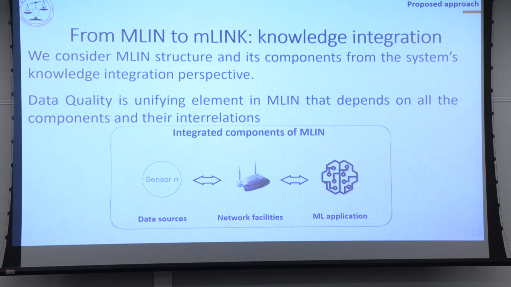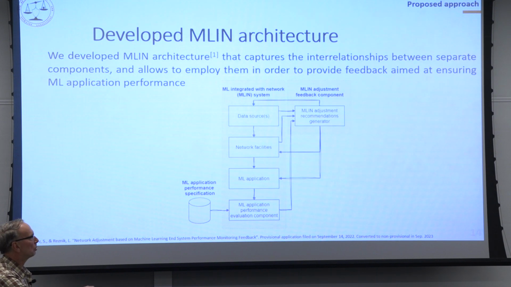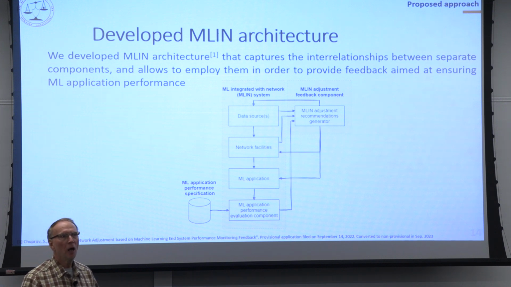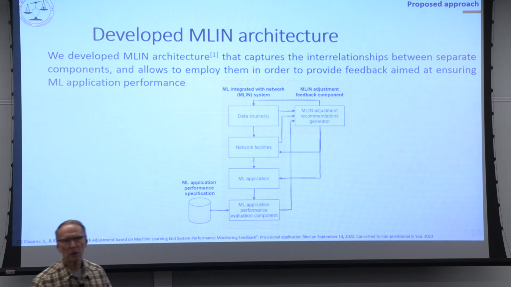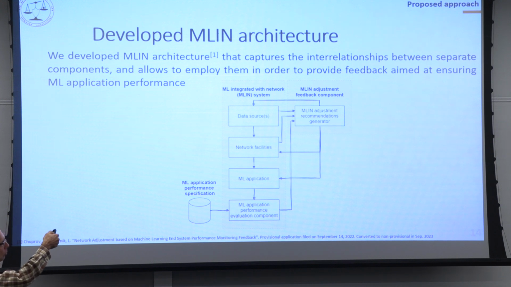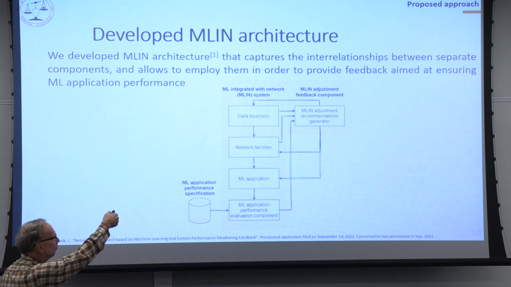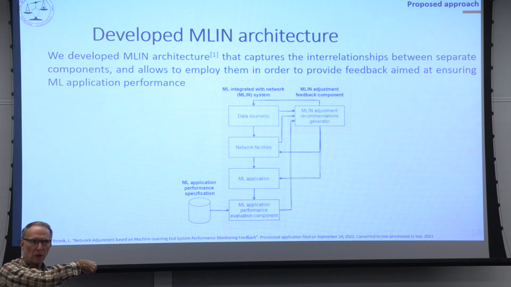And again, we can see a common pipeline of data coming from sensors through networks to machine learning applications. If we look at it, data comes from data sources to machine learning applications. And if we are satisfied with machine learning application performance, nothing needs to be done, everything is fine. If the performance drops below the acceptable level by specification for this particular application, then we want to adjust some of those parts or all of those parts together.